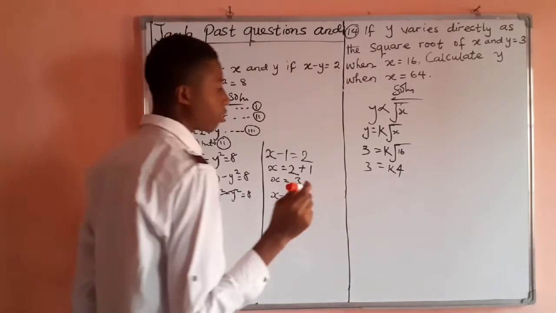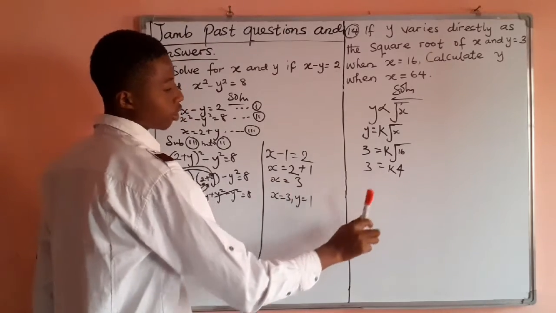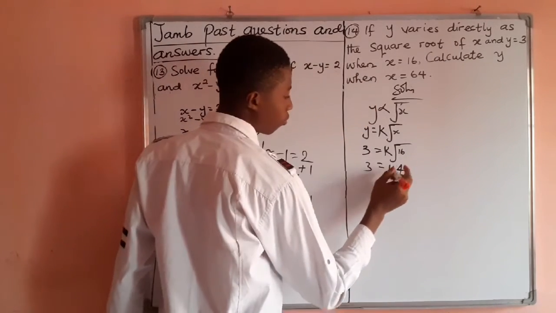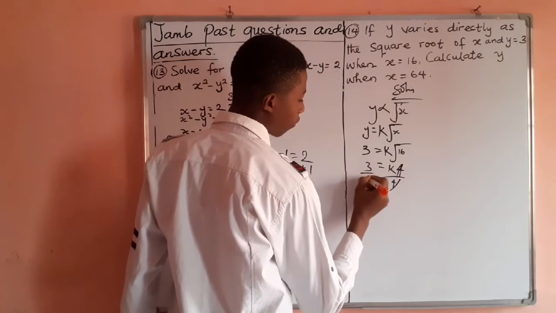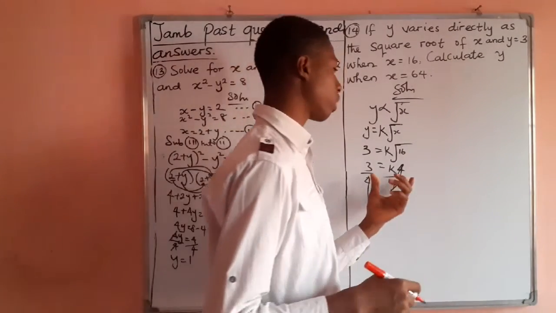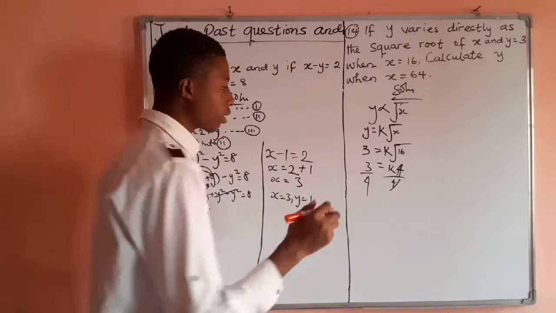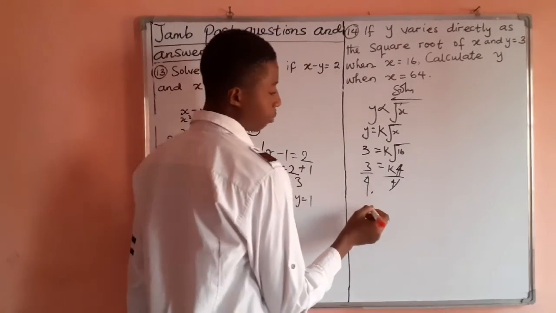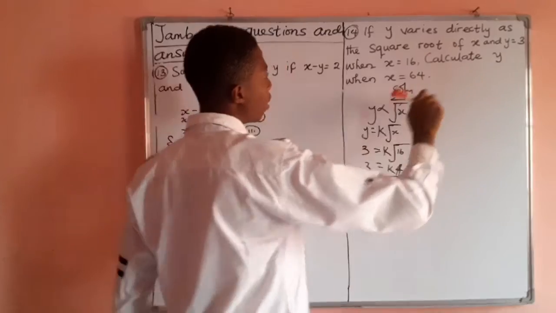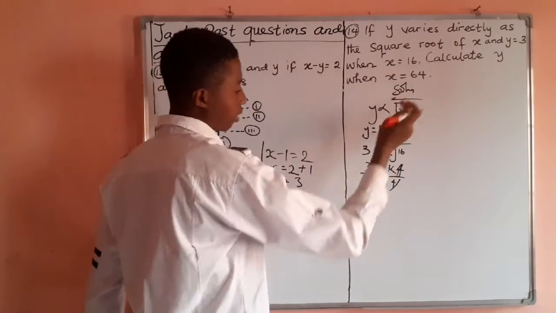Now we have to divide both sides by the coefficient of k, which is 4. 4 divided by 4 will give us k, and 3 over 4, because when you do it at the left hand side, you also have to do it at the right hand side. So k is equals to 3 over 4. Now this cannot be our final answer because they didn't say we should find the constant. From the question, they say calculate for y if x is equals to 64.